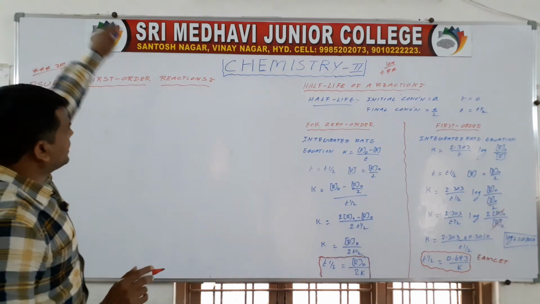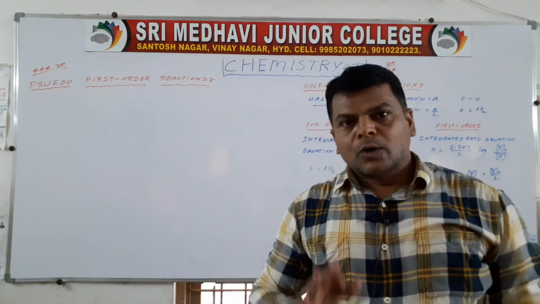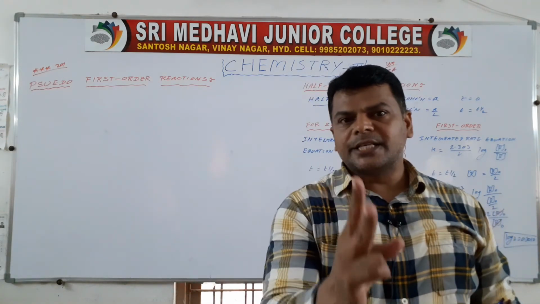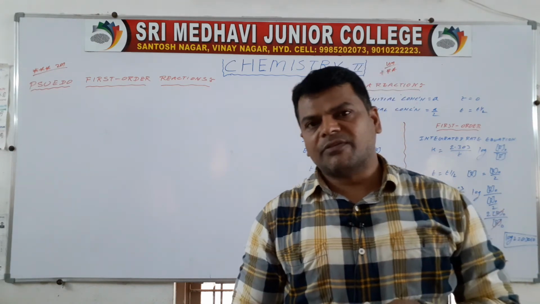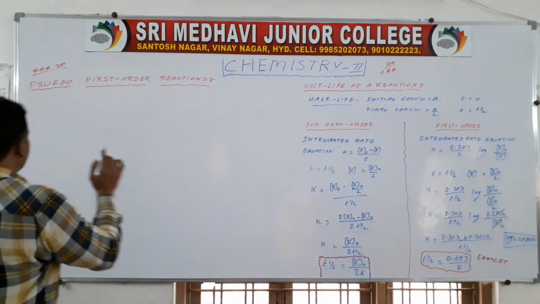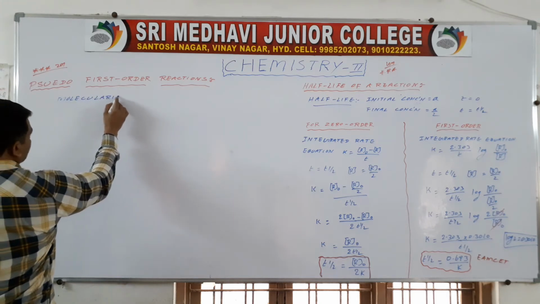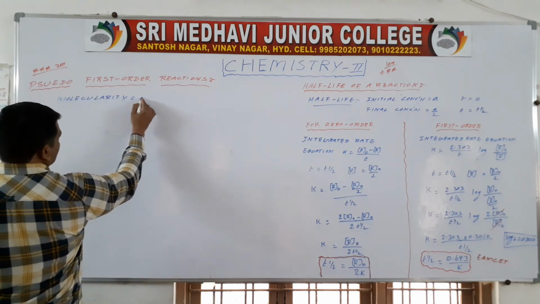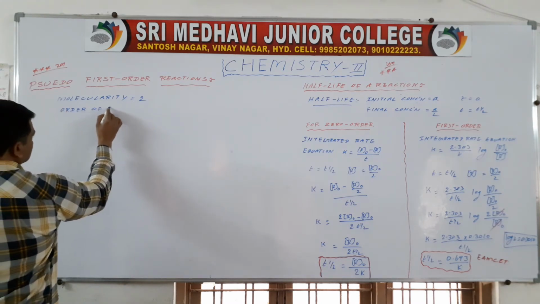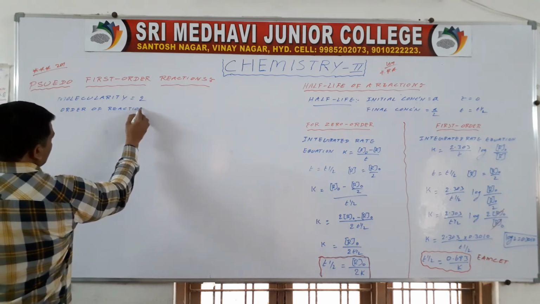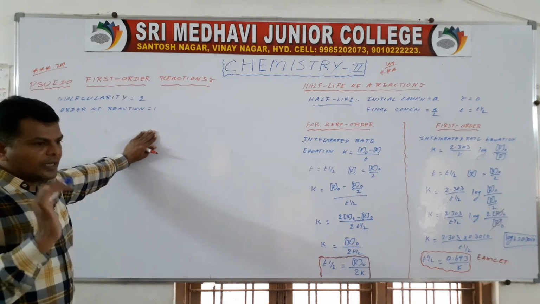Pseudo first order reactions. What do pseudo first order reactions mean? Chemical reactions whose molecularity is 2 but order of reaction is 1 can be considered as pseudo first order reactions. See here, molecularity equal to 2 and order of reaction equal to 1, that can be considered as pseudo first order reactions.